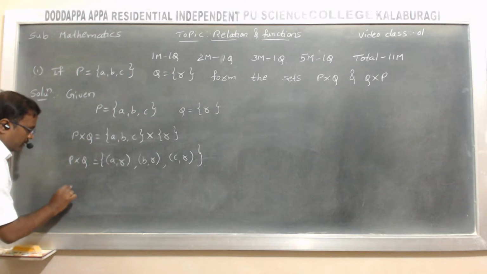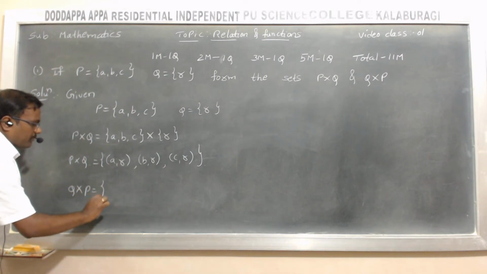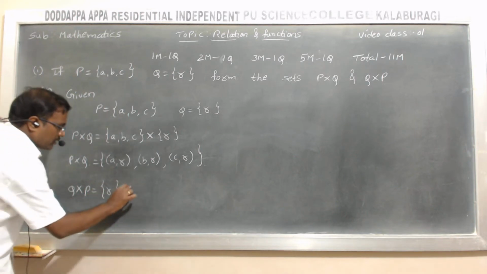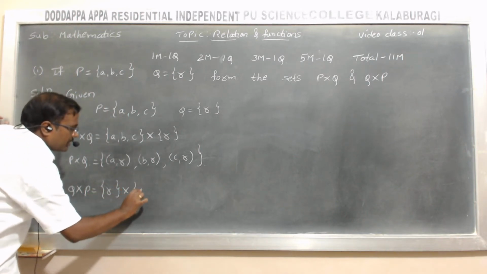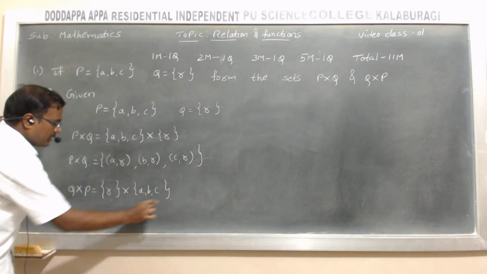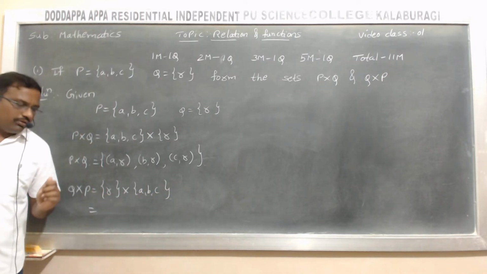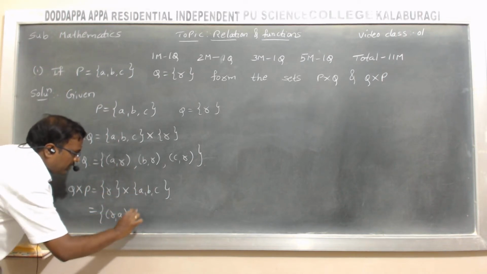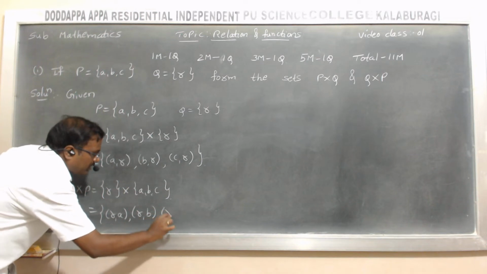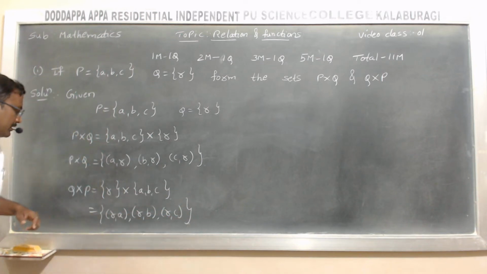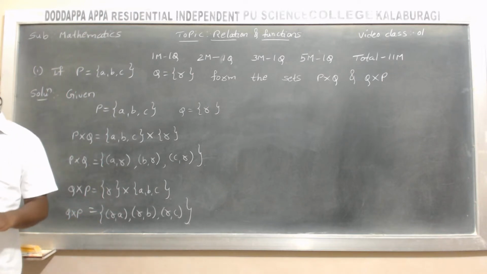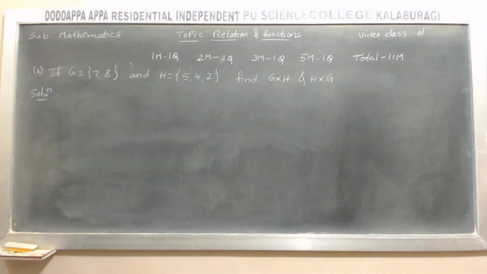Similarly, you can find out Q cross P. Here what is the given Q? Set {r} cross P, which is set {a, b, c}. Now you can find out by the usual method: (r, a), (r, b), (r, c). This is the Cartesian product of P cross Q and Q cross P.